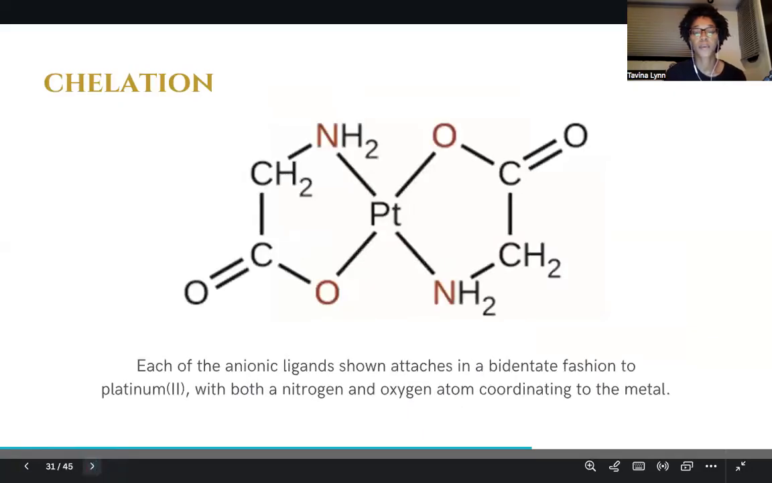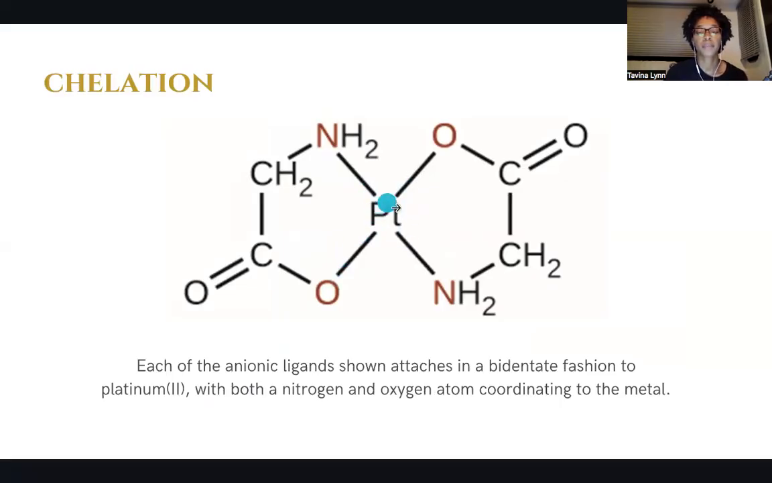And another example. Platinum is our central metal atom, and each of the ligand molecules are coordinating platinum through two ligand atoms, both oxygen and nitrogen, that's shown here in red. So this is another bidentate ligand or chelate.